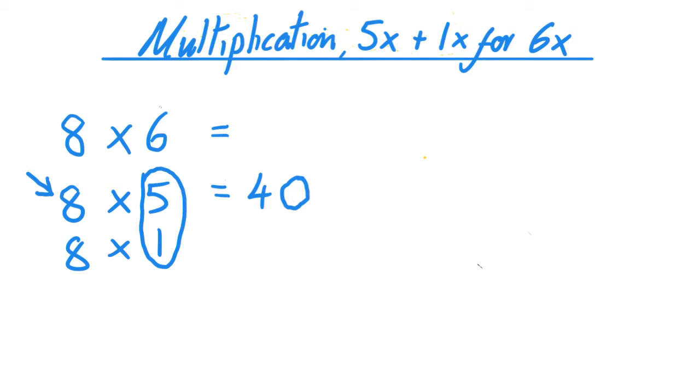Next, we need to multiply the 8 times 1. Well, 8 times 1 is 8. So we've got 40 and another 8, giving us our answer. 8 times 6 is 48.